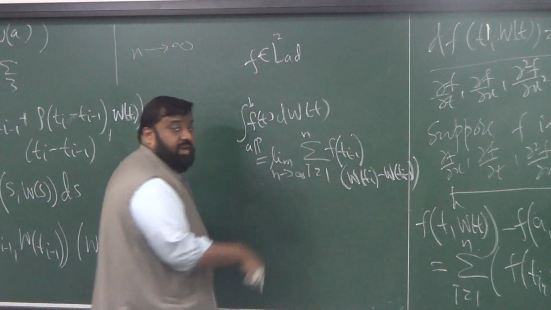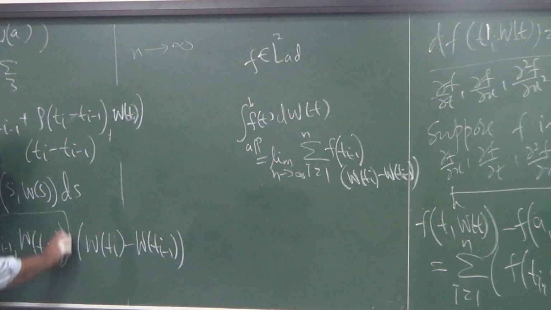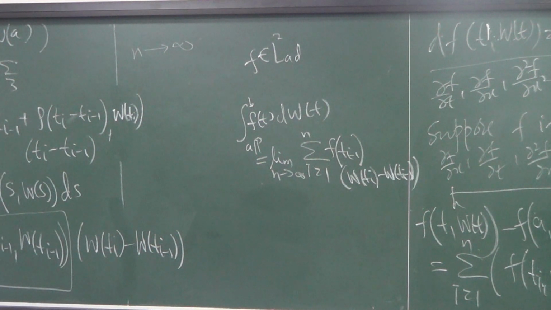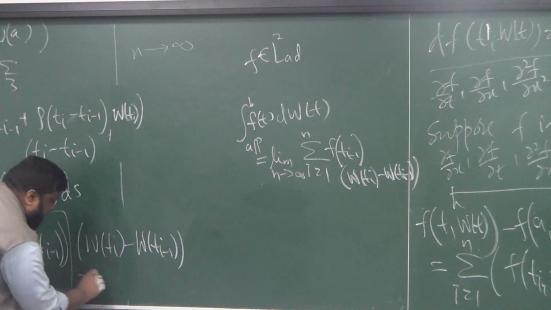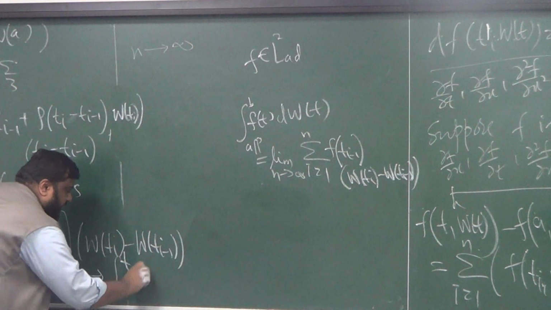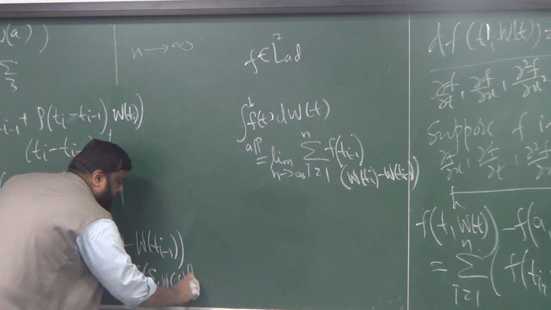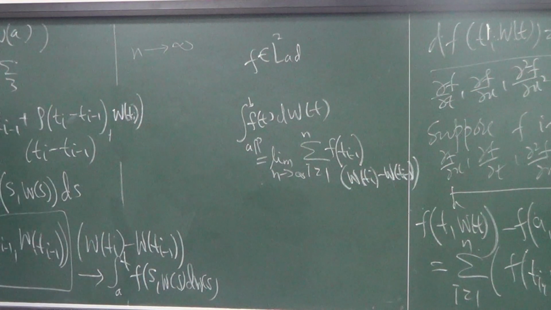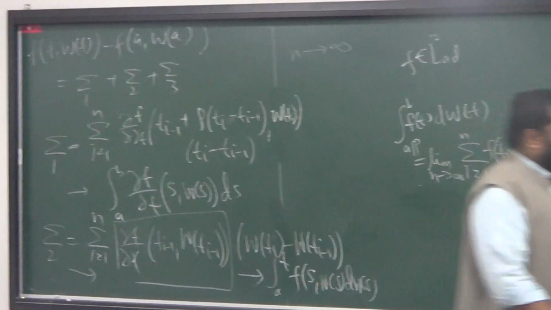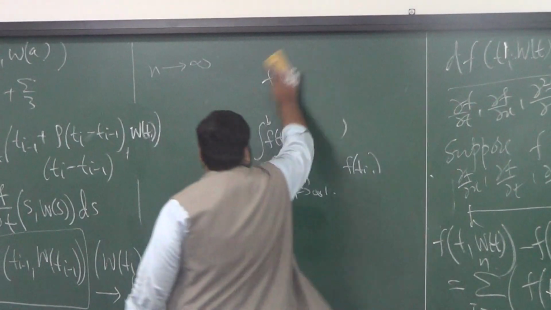So in my previous result and this result, I'm applying this: my function is evaluated at the left hand point multiplied by the increment of Brownian motion. Therefore this will go to the integral from a to t of f of s, w of s, dw of s. Is it making sense? Okay. So I'm applying this result.